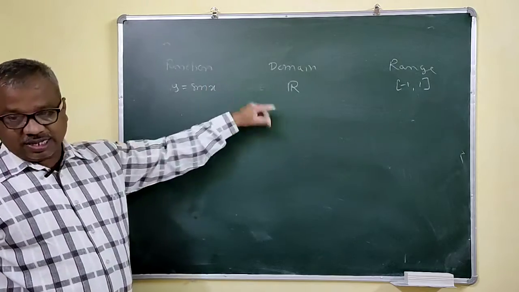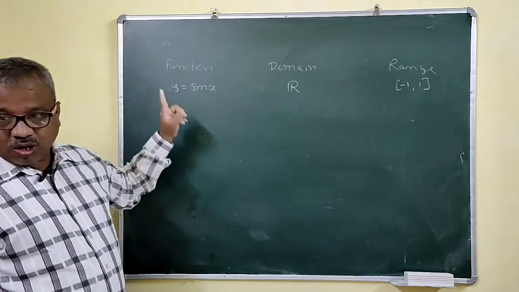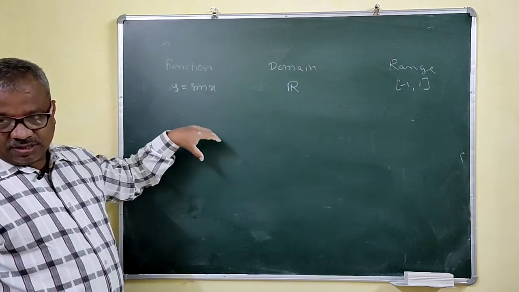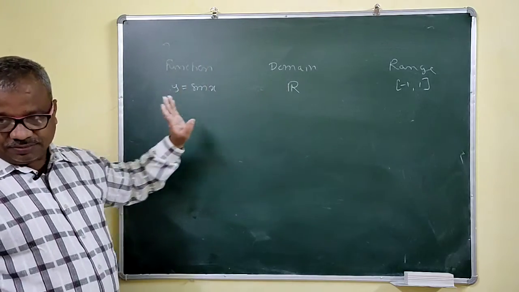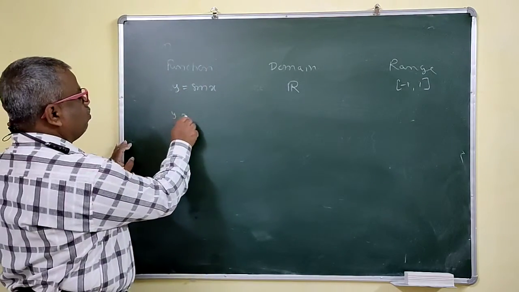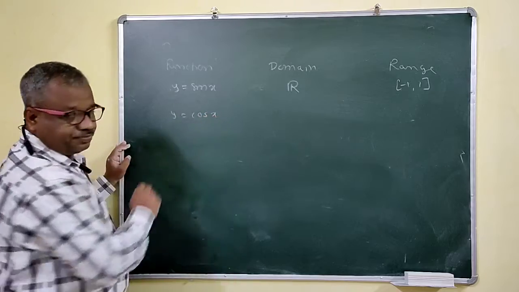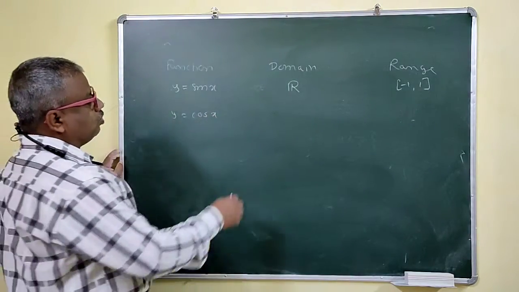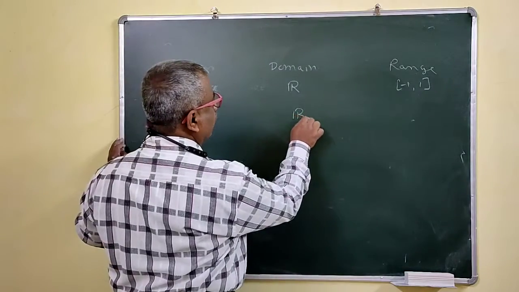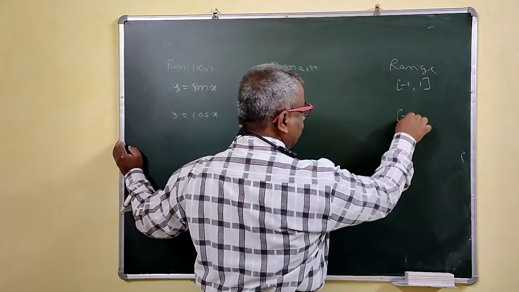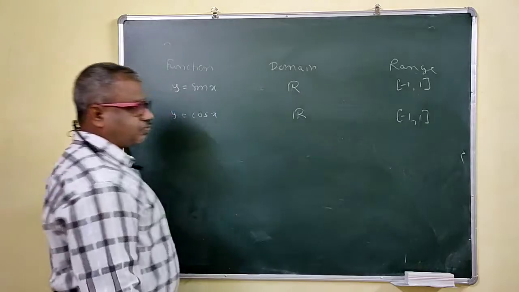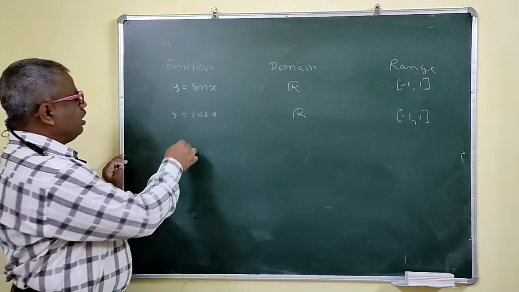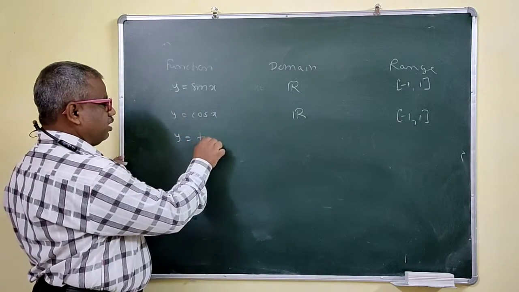Domain is where your x lies. Range means where your y lies, that means where cos x, sin x lie. Then y is equal to cos x, instead of theta we are writing x. So now this range is what? Domain is R, and the range is -1, 1.